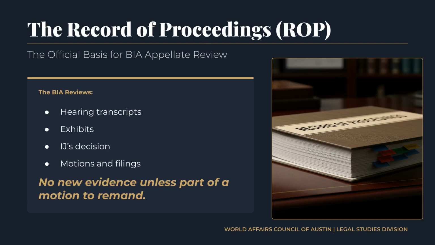The Record of Proceedings, or ROP, is the official basis for BIA appellate review. The BIA reviews hearing transcripts, exhibits, the immigration judge's decision, and motions. No new evidence is allowed unless it is part of a motion to remand.